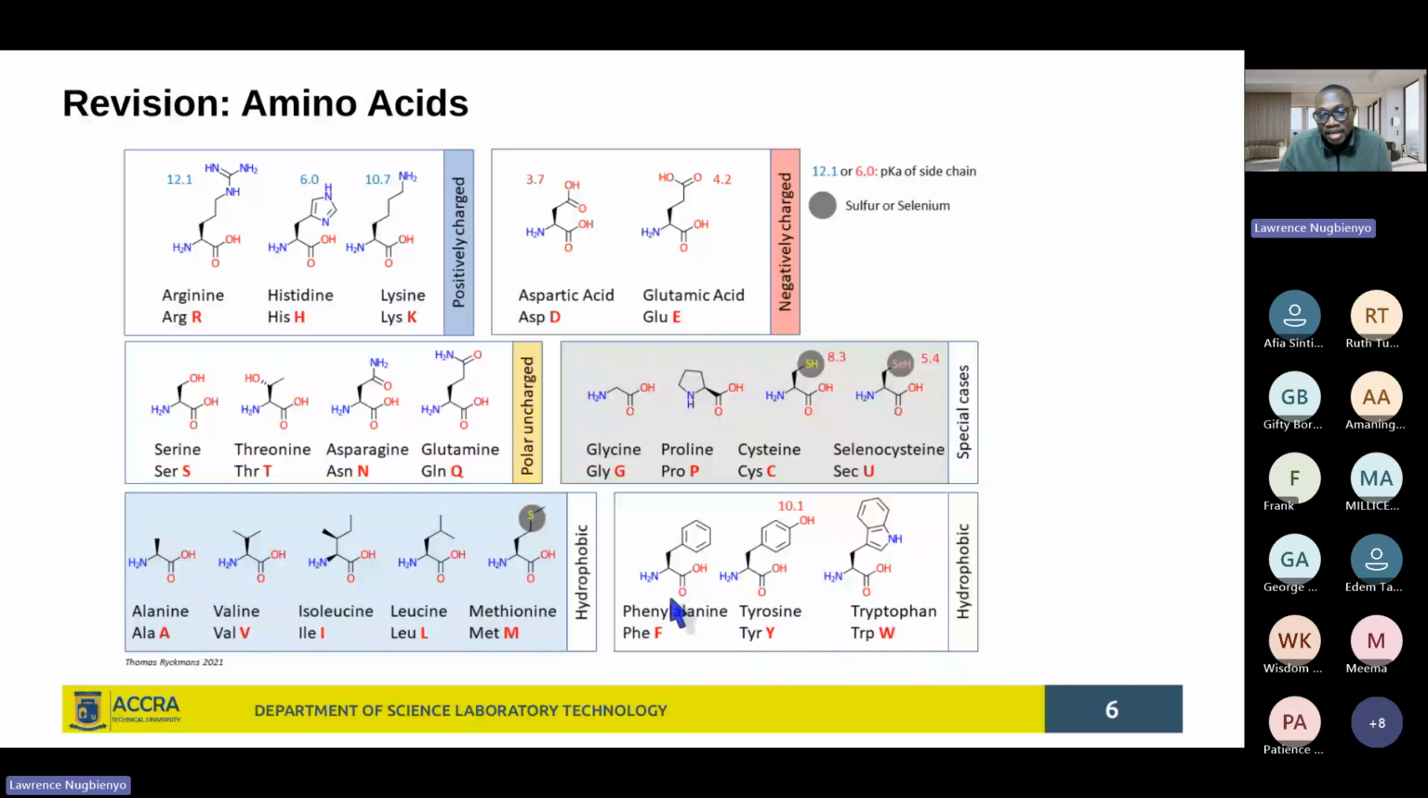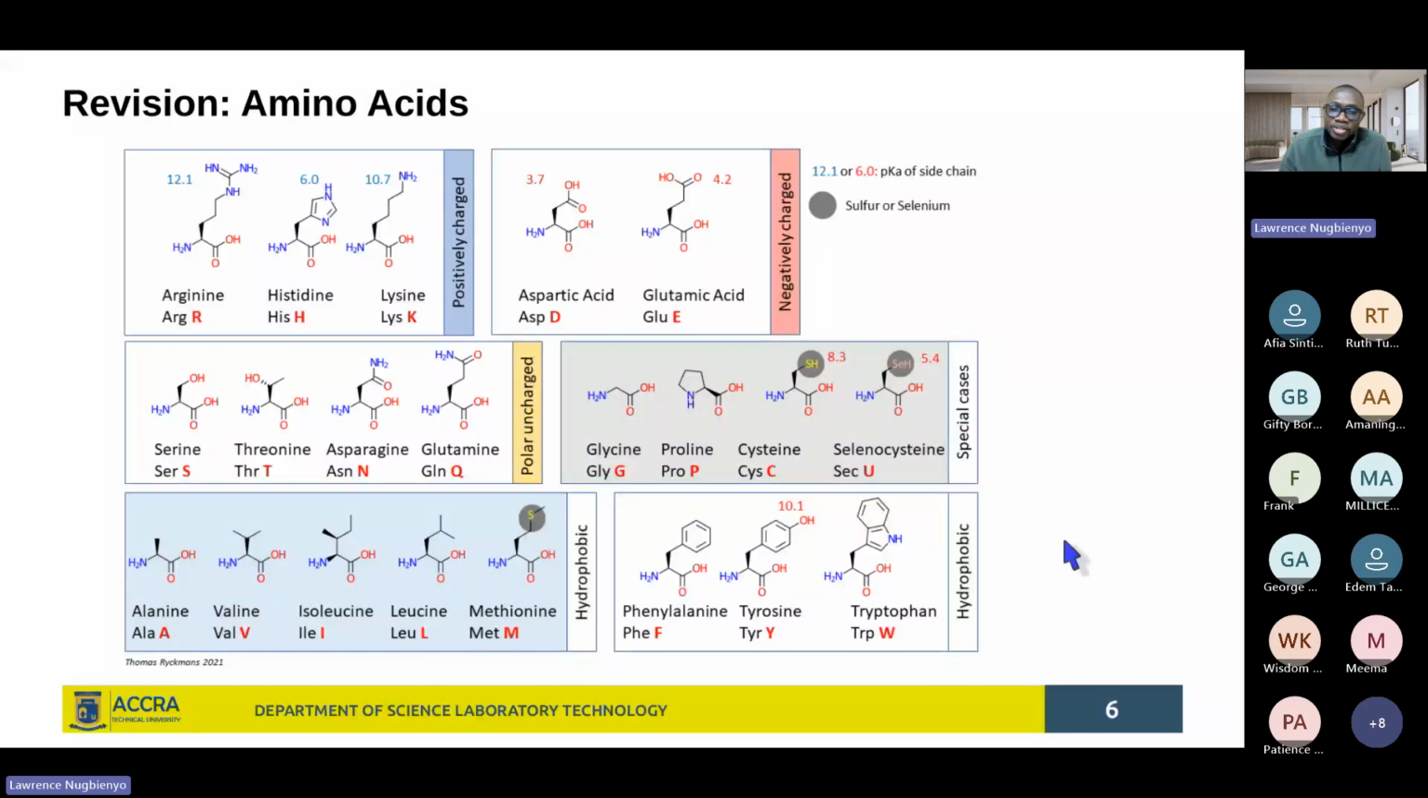At the same time, you remember the three amino acids with aromatic side chains. These are phenylalanine, tyrosine, and tryptophan. Now, these amino acids with aromatic side chains are also hydrophobic, and we can see clearly that these side chains are bulky. They are as bulky as even these aliphatic side chains that are also hydrophobic.